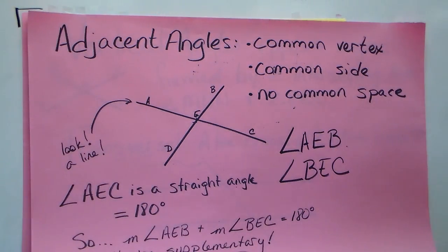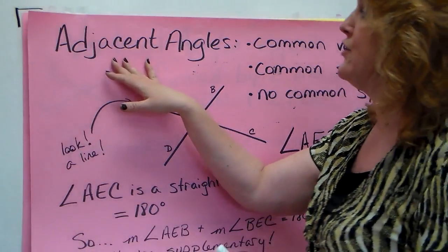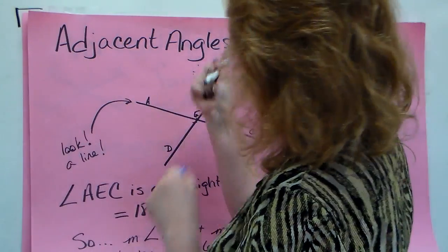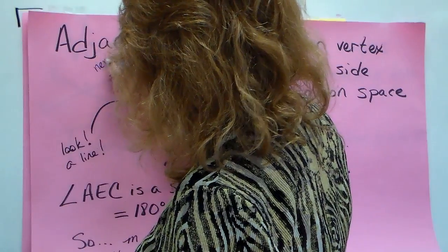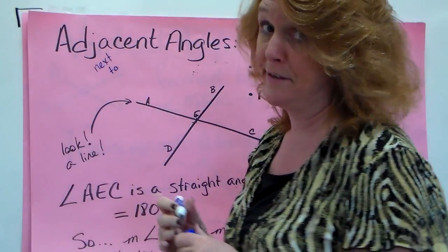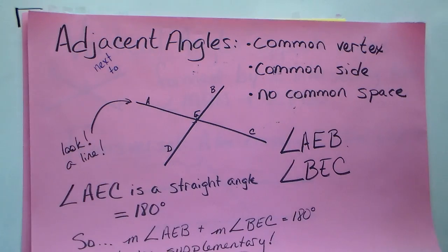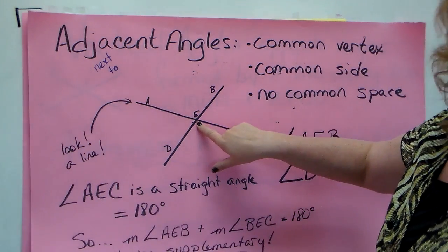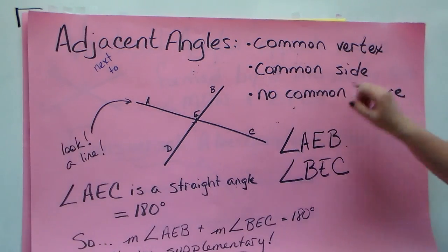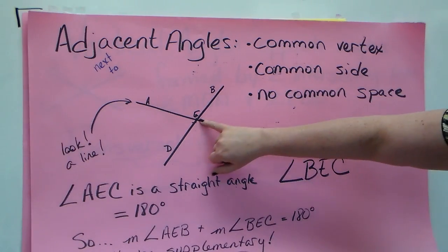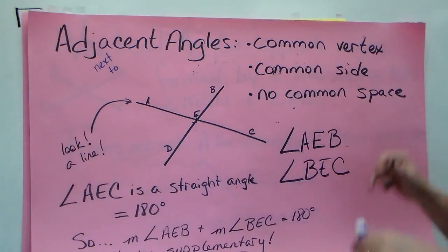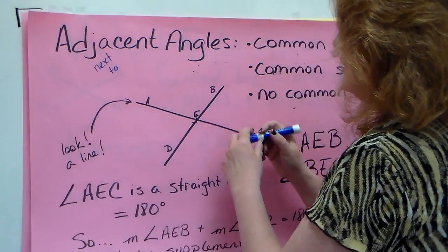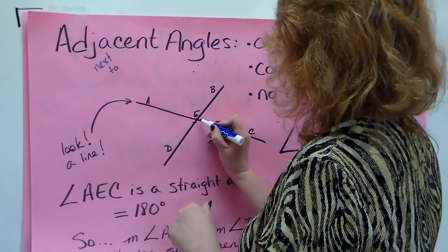How'd you do? Next set of vocabulary words, we're looking at adjacent angles. Adjacent means next to, and if you're not familiar with that, then write it next to it. Adjacent angles have a common vertex, which is the central point. They have a common side, a common ray, and they have no common space, which means it's not like, I don't want to write on this. Here, I will write on this.